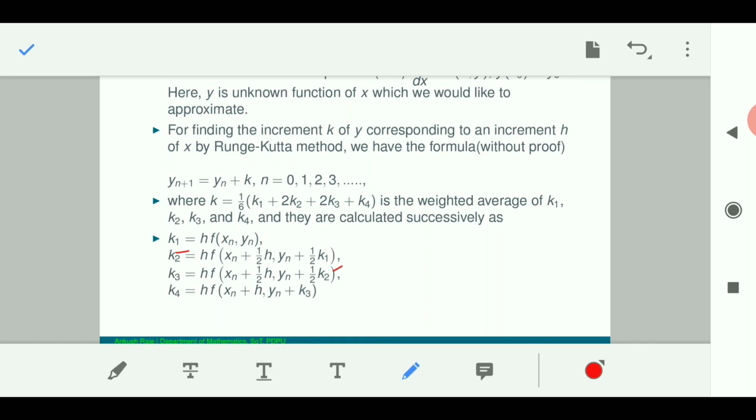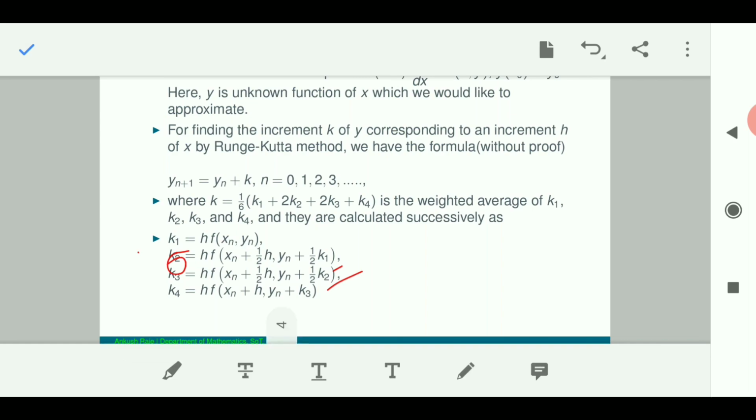The pattern is the same for k2 and k3. k3 is equal to h into f of xn plus h by 2, yn plus k2 by 2. This k2 is just now obtained from above. For k4 we have the formula h into f of xn plus h, yn plus k3. Here h by 2 is not there. The by 2 term is not here.